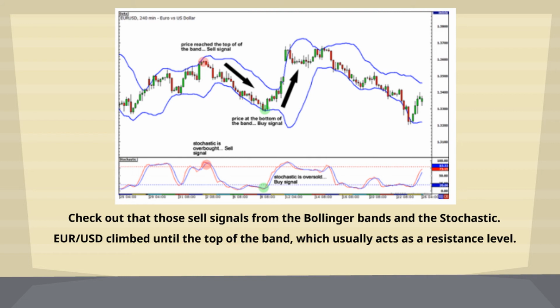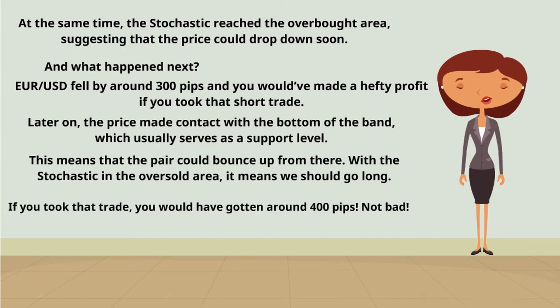Euro to US dollar climbed until the top of the band, which usually acts as a resistance level. At the same time, the Stochastic reached the overbought area, suggesting that the price could drop down soon. And what happened next? Euro to US dollar fell by around 300 pips and you would have made a hefty profit if you took that short trade.